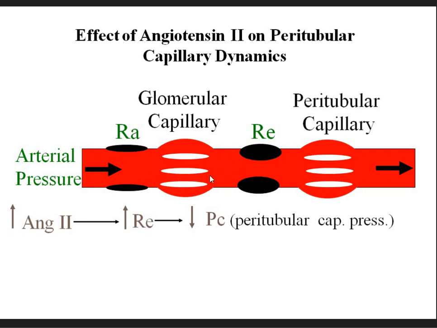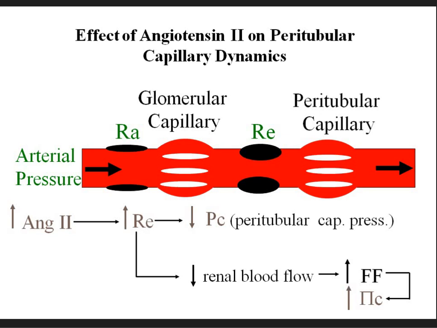Obviously, the blood flowing till here is at very high pressure, but here there is constriction, so the pressure here will be less. So peritubular capillary pressure decreases. This will decrease the renal blood flow, increase filtration fraction, and increase oncotic pressure here.